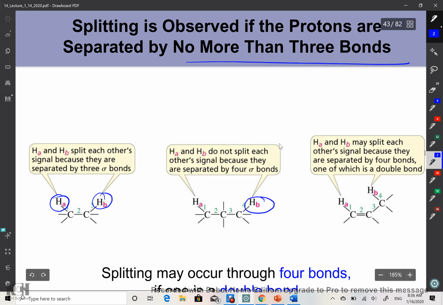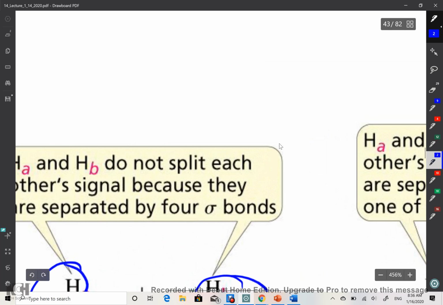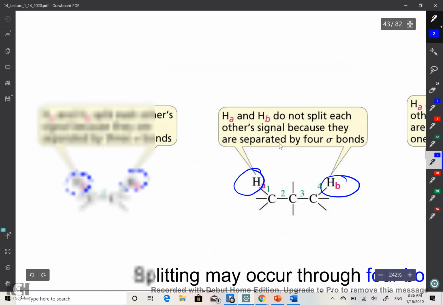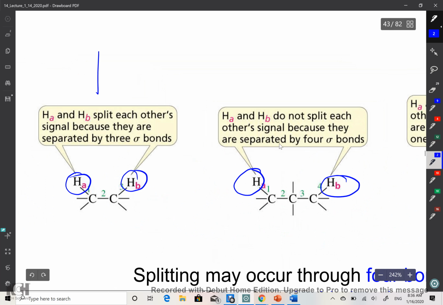In this case here, A and B will not be able to split each other because they are more than 3 bonds away from each other. Does that make sense? We're looking at 2 cases here. In the first case, proton A and proton B are exactly 3 bonds away from each other. 1, 2, 3. So they will split each other. In the second case, proton A and B are 4 single bonds away from each other. So they will not split each other.